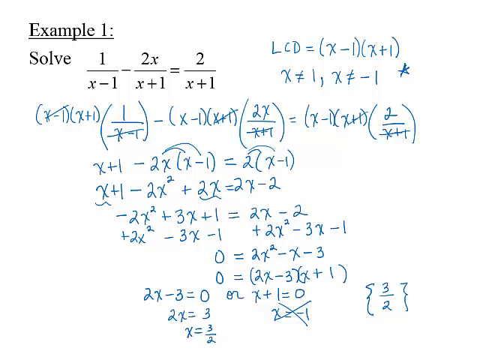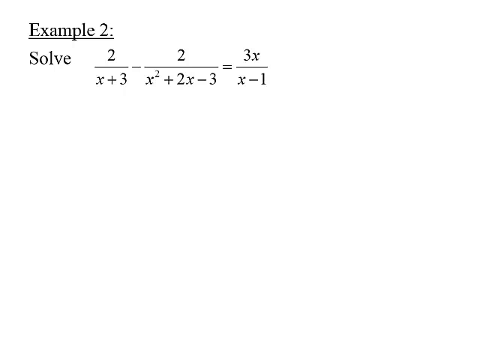The only difference between this section and the earlier section where we discussed rational equations is that the resulting equation is a quadratic equation, not a linear equation. Another example is 2 divided by x plus 3 minus 2 divided by x squared plus 2x minus 3 equals 3x divided by x minus 1.